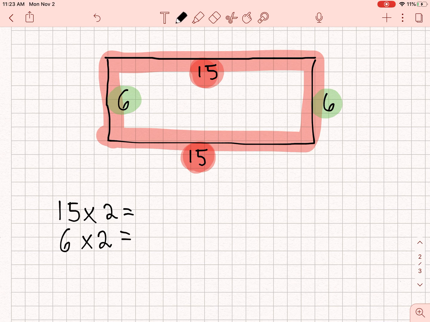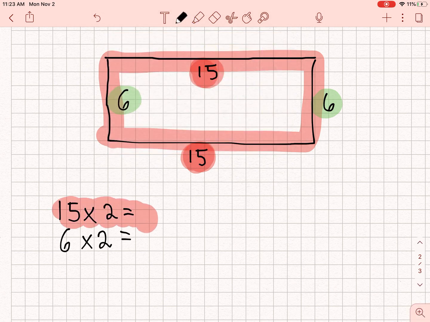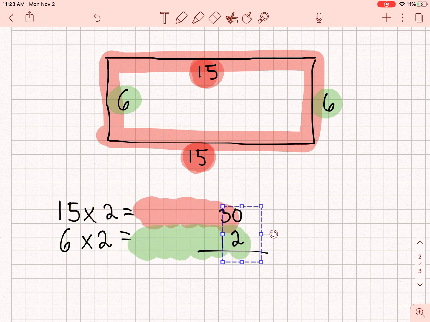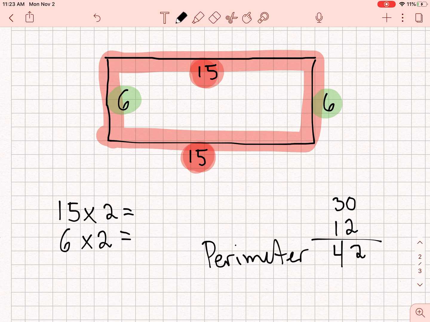Well, I know that 15 times 2 is, let's see, 15 times 2, well, that's 30. And I know that 6 times 2 is 12. And now I've got a couple numbers I can add here. I can add 30 plus 12. 2 plus 0 is 2, and 3 plus 1 is 4. So my perimeter equals 42. Or I might even say P equals 42.